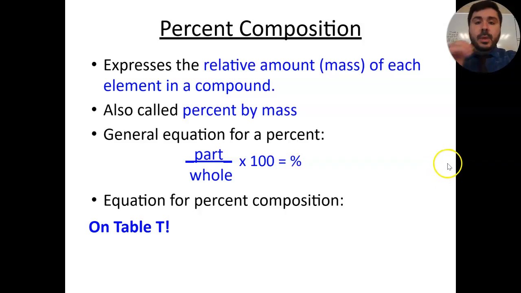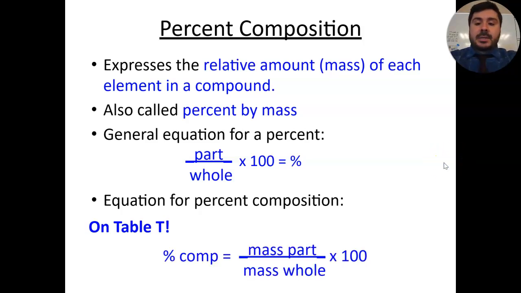Now, what the actual percent composition formula ends up being is on table T in your reference tables, which is great. The formula is: percent composition equals mass of the part divided by mass of the whole times 100. That's the actual formula that you will see on table T, and you will always have reference to it, as you guys know, in your reference tables.